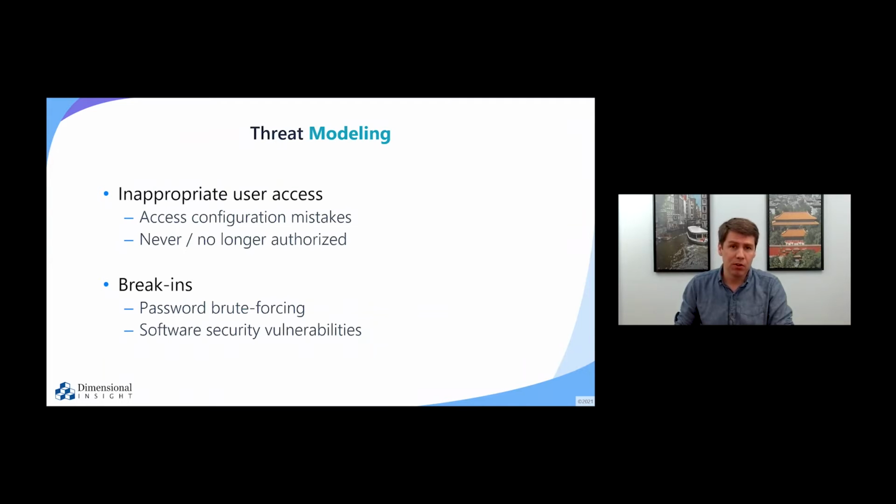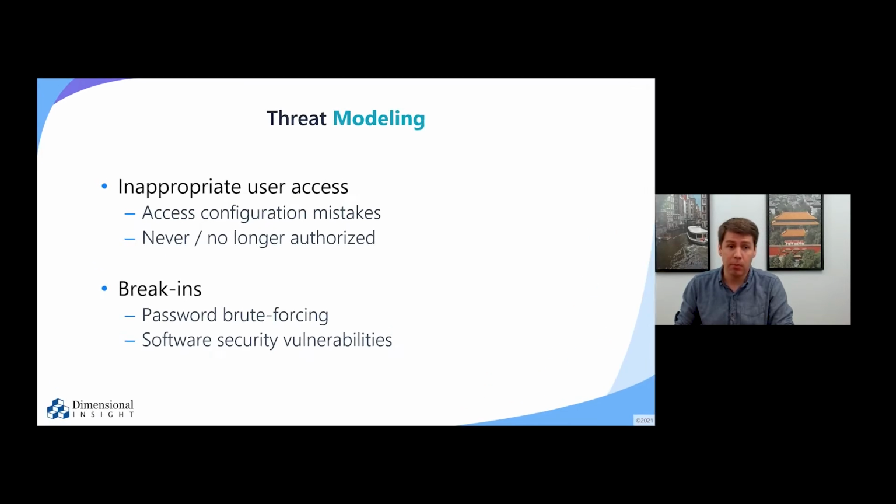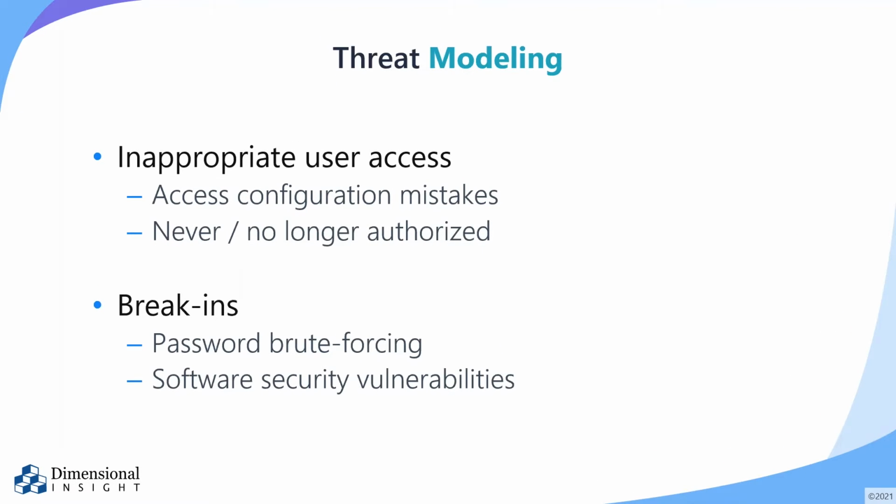You also have to consider, what threats are you worried about? Two common scenarios to consider are inappropriate access and break-ins. So for inappropriate access, that could be because you've misconfigured access rules. It could be that someone was given access to the system who shouldn't have it or should no longer have it. For example, they left the company. Break-ins are more the nefarious attacker scenarios where someone's trying passwords repeatedly or is exploiting a vulnerability in some software component to get access they should not have.